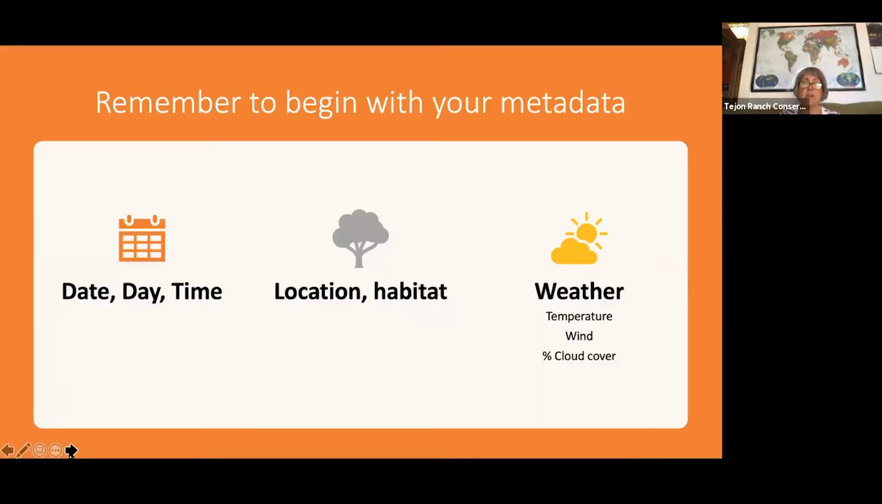Remember, always start with your metadata: the day, the date, the time, your location and habitat, the weather, and the percent of cloud cover, and add other things to it to make your metadata even more interesting. Are you with somebody? Add that person's name. If there's something interesting about the weather besides temperature, wind, or cloud cover, go ahead and add that.